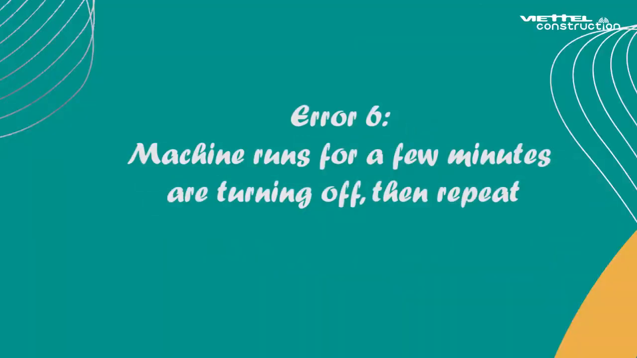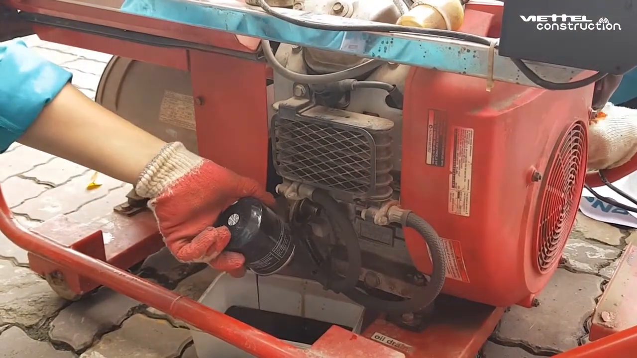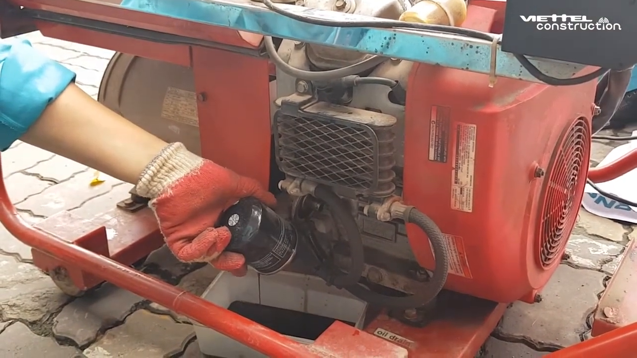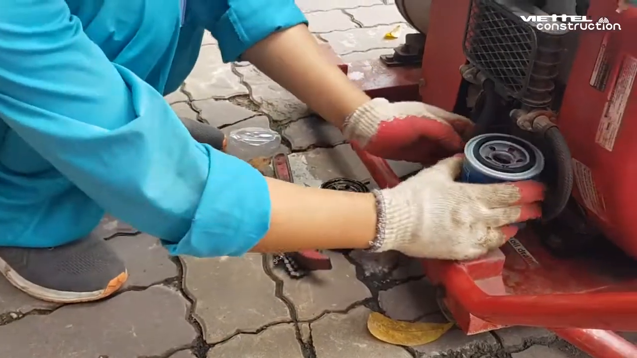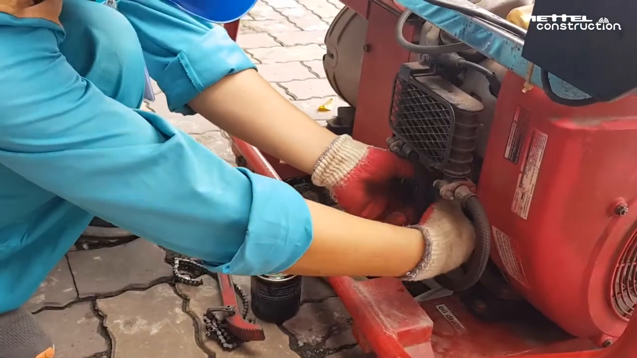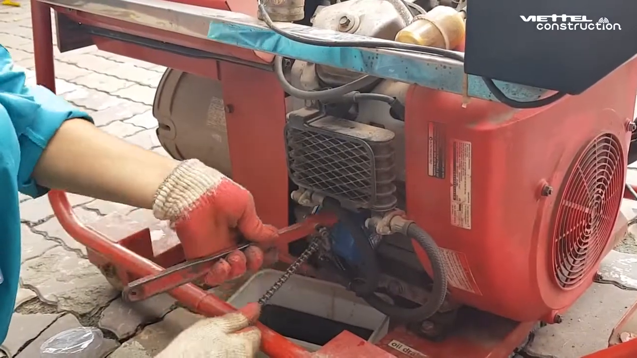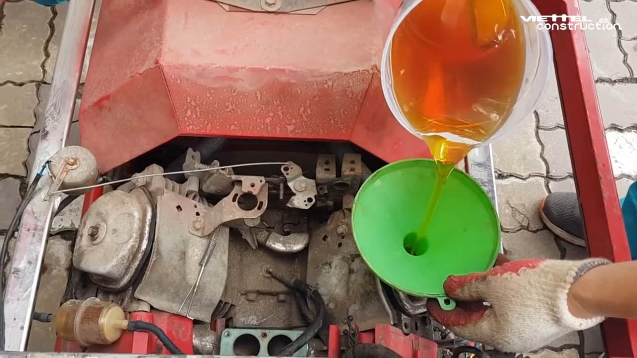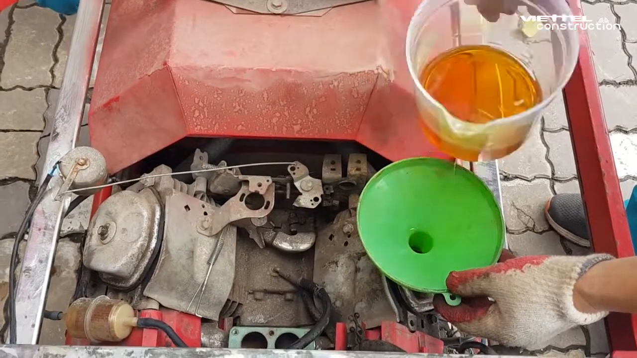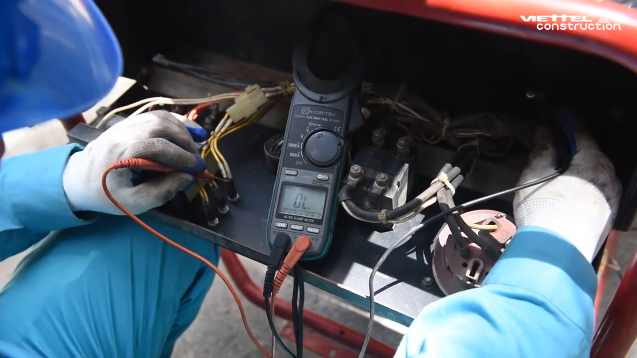Error 6. Machine runs for a few minutes or turning off, then repeat. Check the oil level of the machine. Conduct additional oil if the machine lacks oil or has deposits in the oil. Check the oil switch signal wire to ensure no circuit, the oil switch working well.